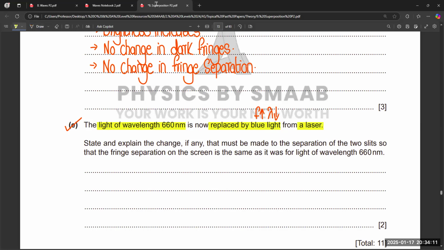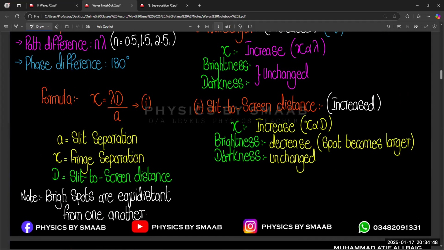Now the same question: state and explain the change, if any, that must be made to the separation of the two slits so that the fringe separation on the screen is the same as it was for the red light. So now the question is slightly different. It says explain the change, if any, that must be made. You need to change something in this experiment to get the same result we were getting with red light. So first of all, let's see the factor.